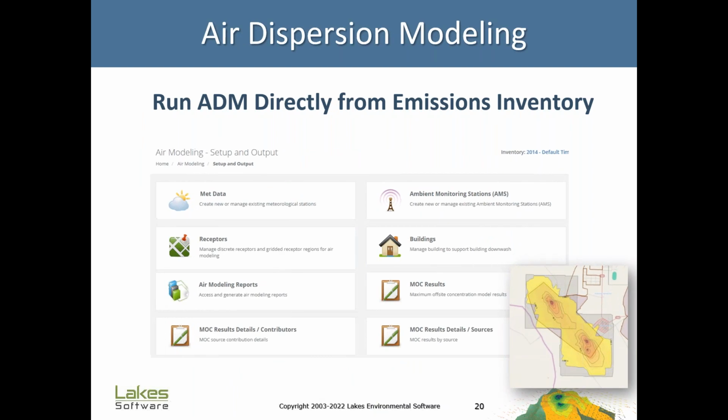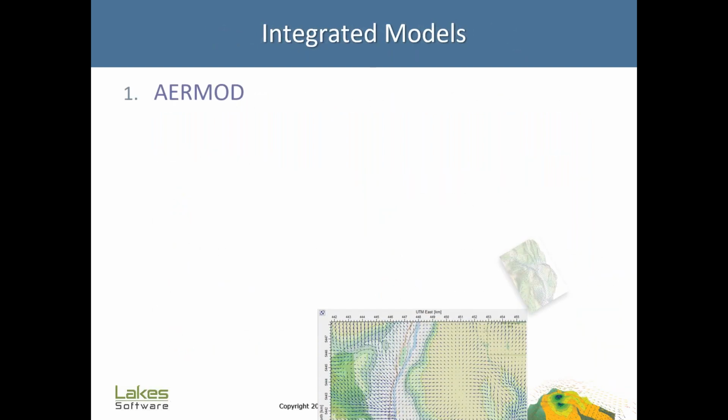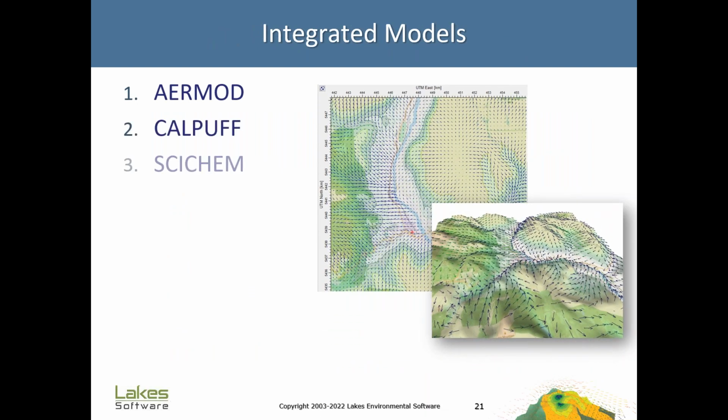Dispersion models: you just press the button and you can run all the sources. For example, in the state of Minnesota that I presented, we ran simultaneously, at the same time, 200,000 sources for the entire state of Minnesota. And we have different models, as you can see here: AERMOD, CALPUFF, SCICHEM.